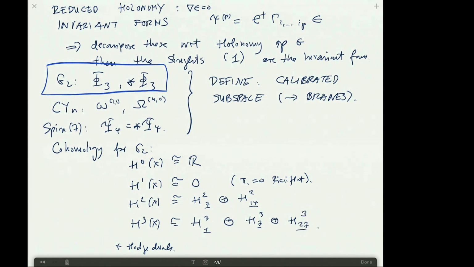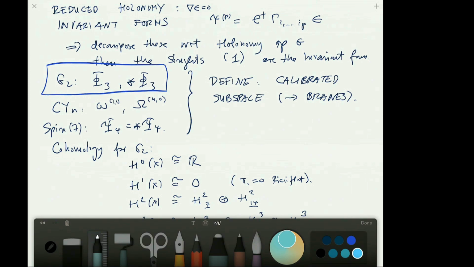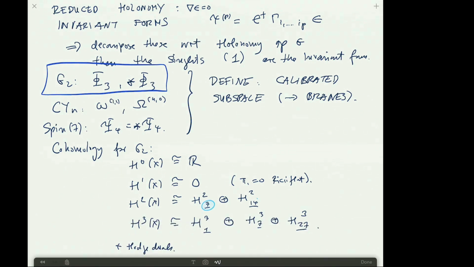Okay, so these here at the bottom are all G2 representations. So this is essentially decomposed with respect to G2 in this case. So these are representations of G2.